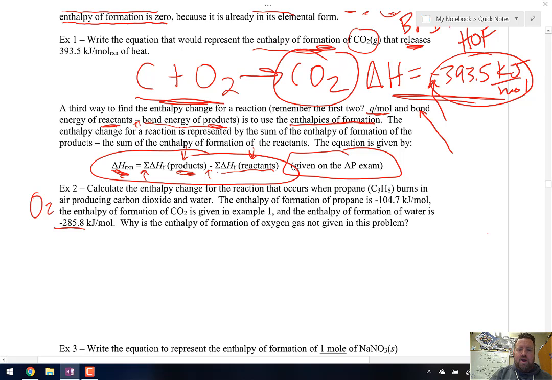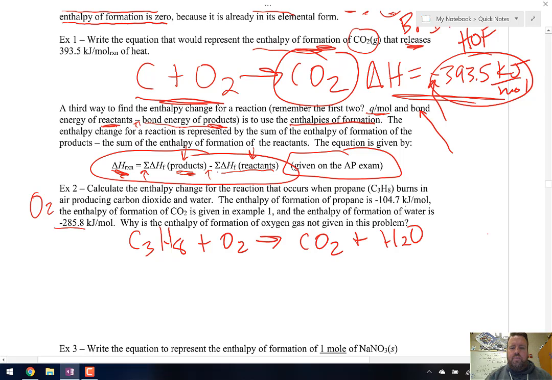So first of all, let's write out our balanced equation. So we've got C3H8 plus O2 making CO2 and H2O. Okay, and now we do need to balance this equation. The balancing is going to become an important component here. So we've got 3 carbons, 4 waters, 3 times 2 is 6, 6 plus 4 is 10, so we need 5 O2s.